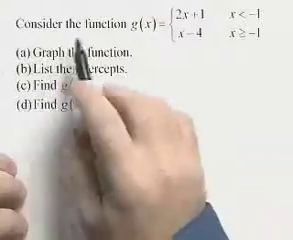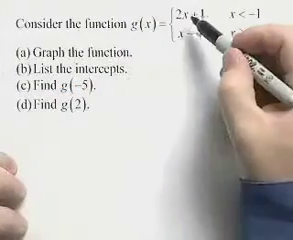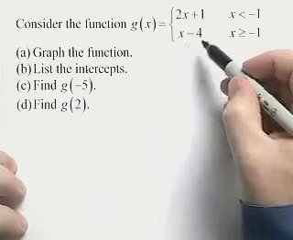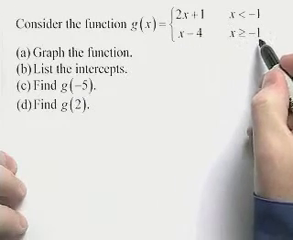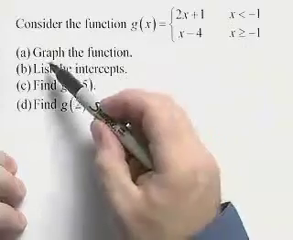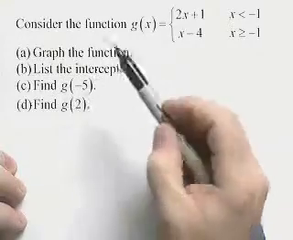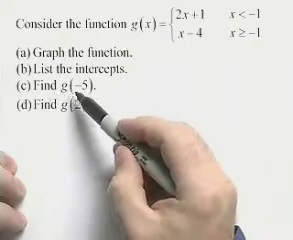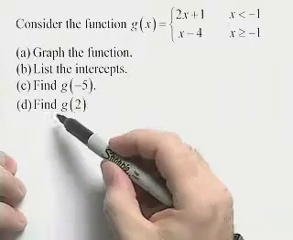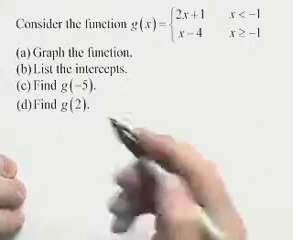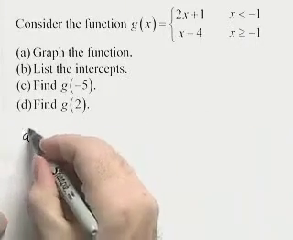For this problem, we're going to examine a piecewise defined function. Here we need to consider the function g of x equals 2x plus 1 for x less than negative 1, and x minus 4 for x greater than or equal to negative 1. We want to, in part A, graph the function, in part B, list the intercepts of the function, and then in part C, evaluate the function when x is negative 5, and in the last part, evaluate the function when x is 2. So we'll start with part A by graphing the function.